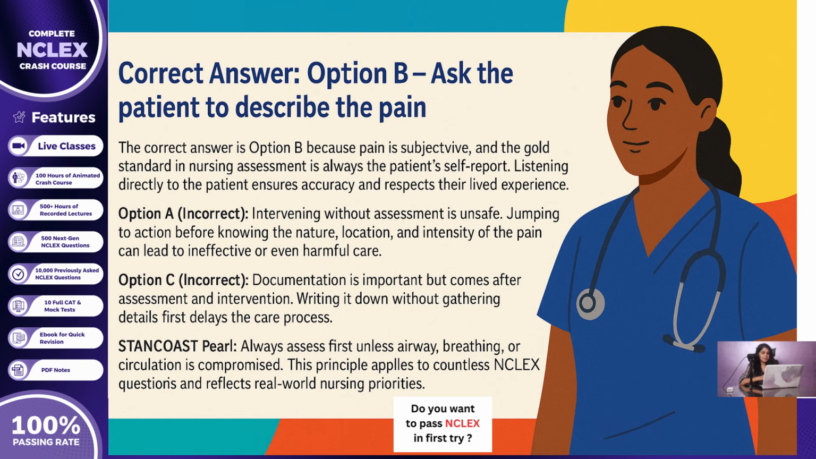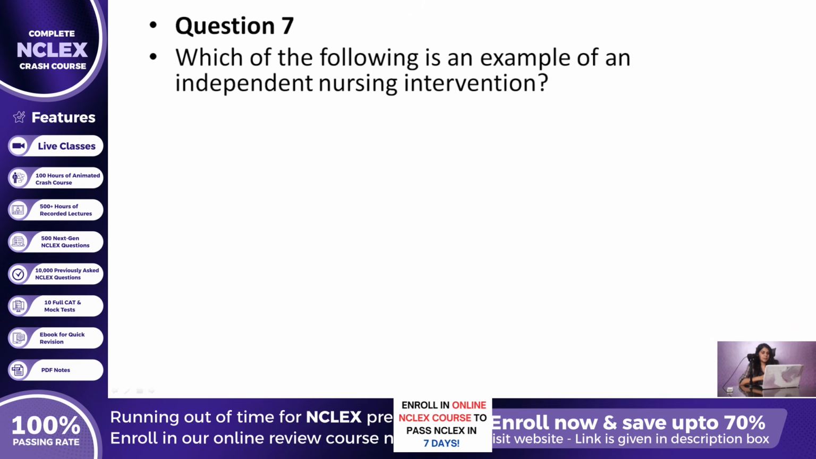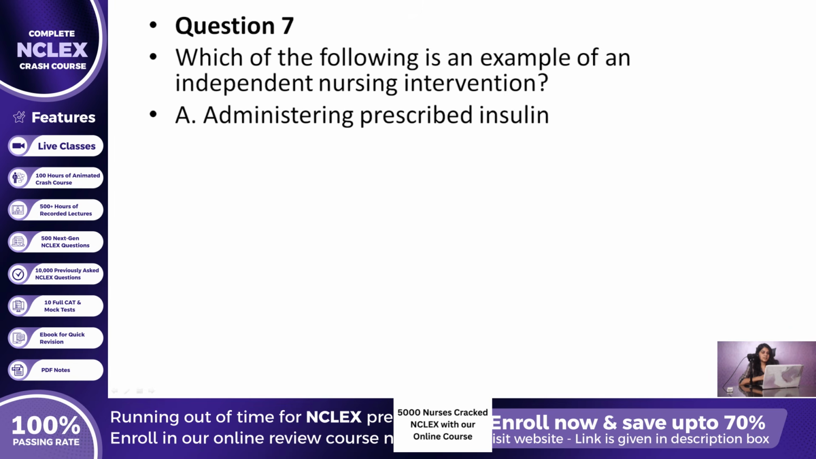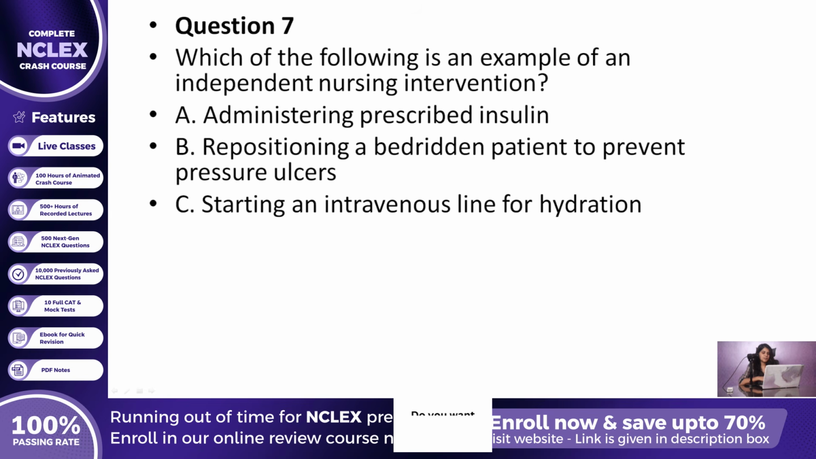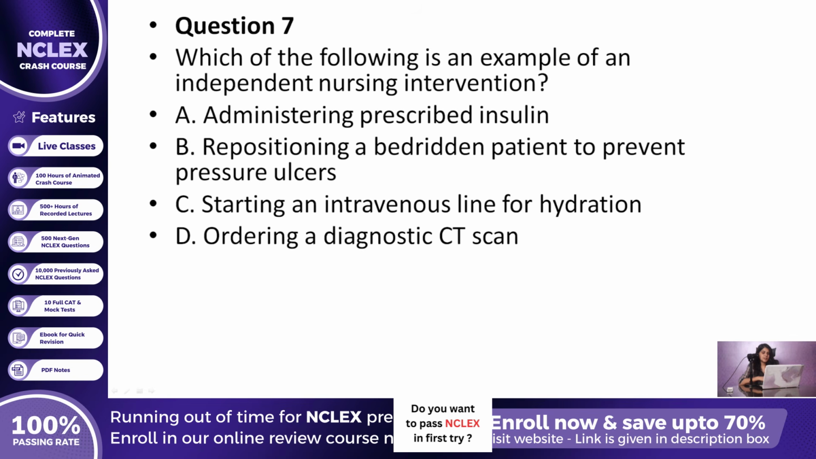Moving on to question 7. Which of the following is an example of an independent nursing intervention? Option A, administering prescribed insulin. Option B, repositioning a bedridden patient to prevent pressure ulcers. Option C, starting an intravenous line for hydration. Option D, ordering a diagnostic CT scan.